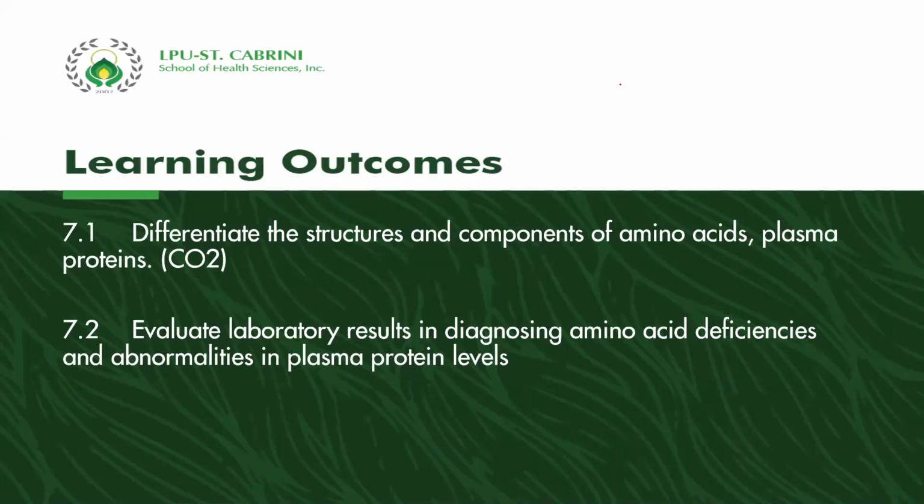To start with, our learning outcomes are as follows. Differentiate the structures and components of amino acids and plasma proteins, and evaluate laboratory results in diagnosing amino acid deficiencies and abnormalities in plasma protein levels.